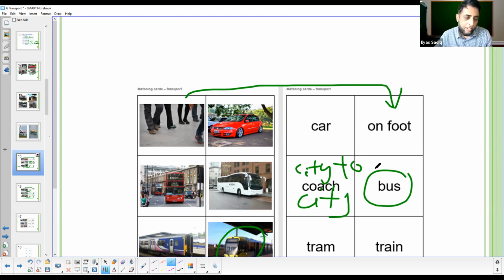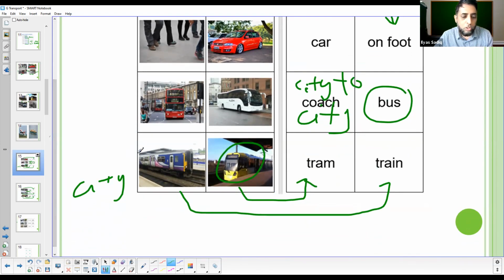The same way, a train is called a train when it goes from city to city, for example from London to Manchester or Manchester to Bradford. But trams travel just in one city. They don't go beyond it. It's called local transportation, local transport.